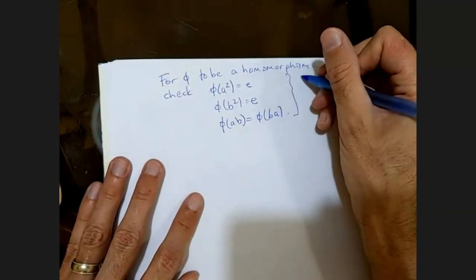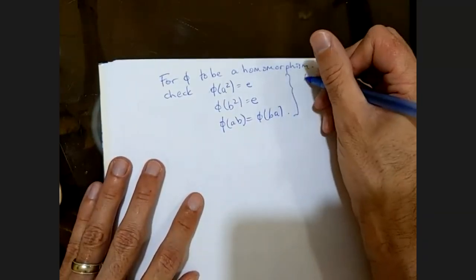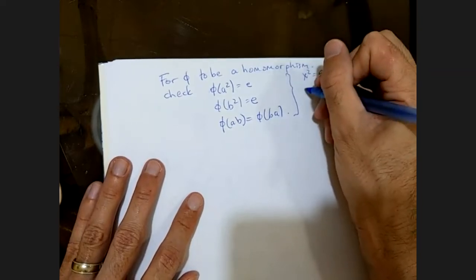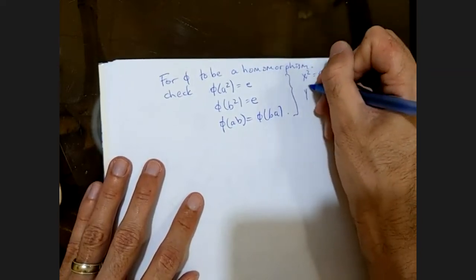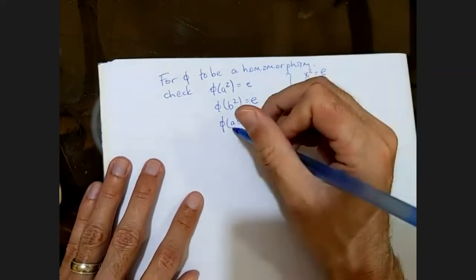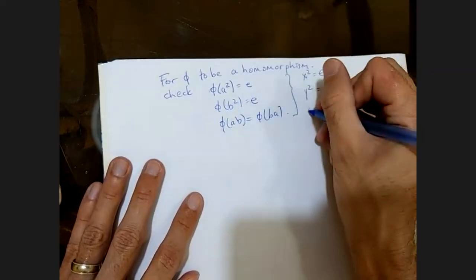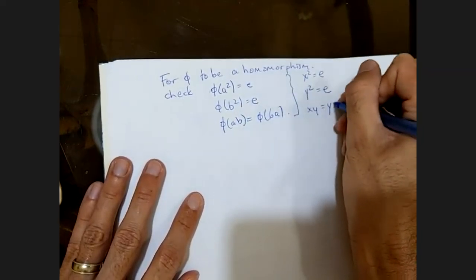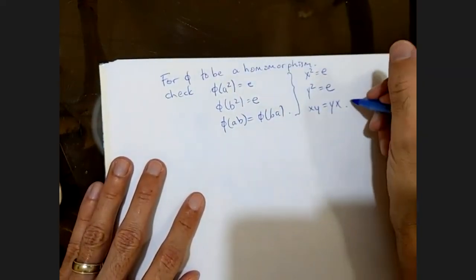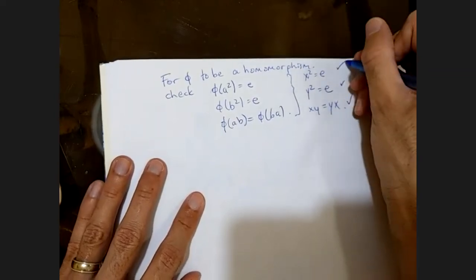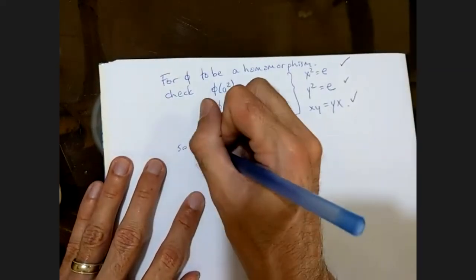Phi of A, that is just X. Phi of B, that is just Y. So this is Y squared is the identity. And phi of AB, that's just XY. And all of these things are true. Okay. So phi is a homomorphism.